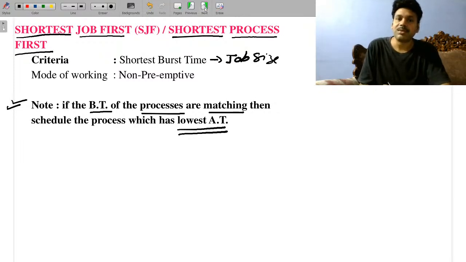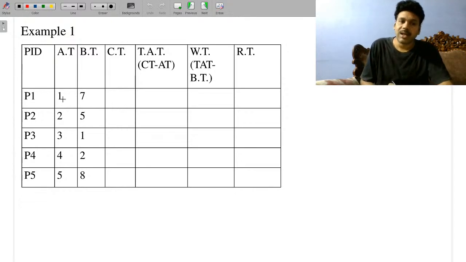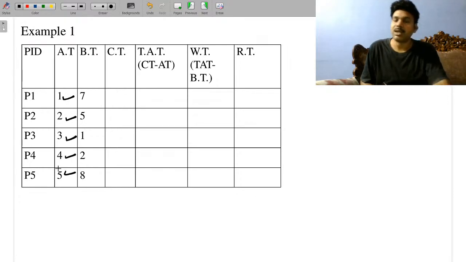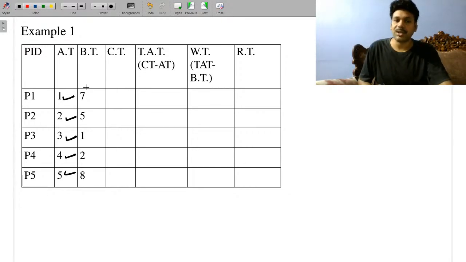So let us do it now. Please see here, arrival times are already in proper order: 1, 2, 3, 4, 5. Therefore there is no need for shuffling here. Please understand, you can take it directly. Whenever arrival times are not in proper order, convert them into order, then execute. Otherwise you can also do it directly if you have good experience, but slowly, it is better to do the conversion first.